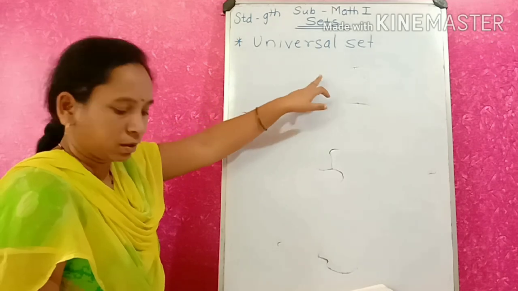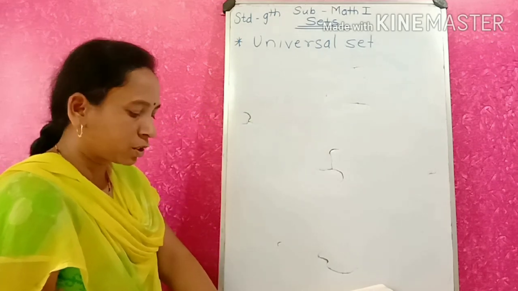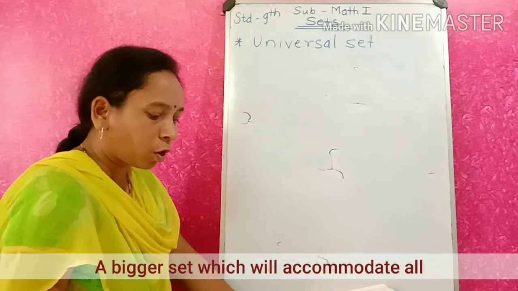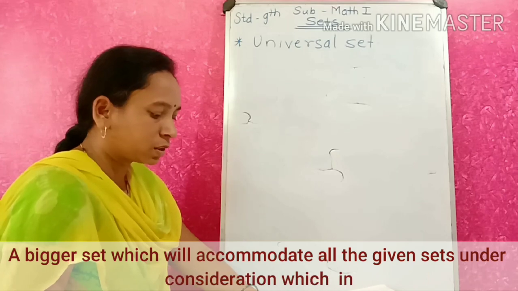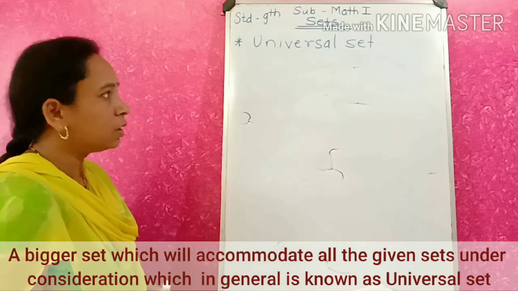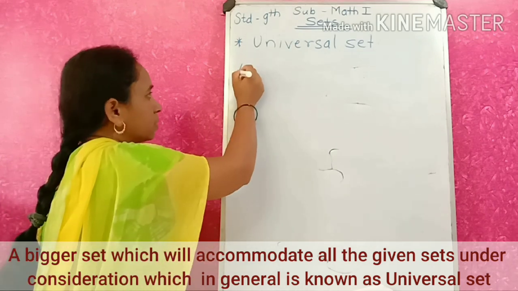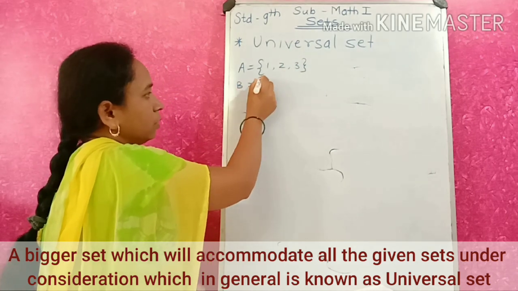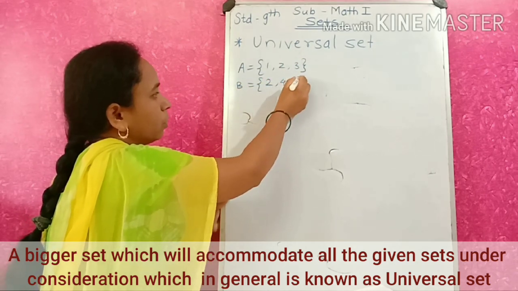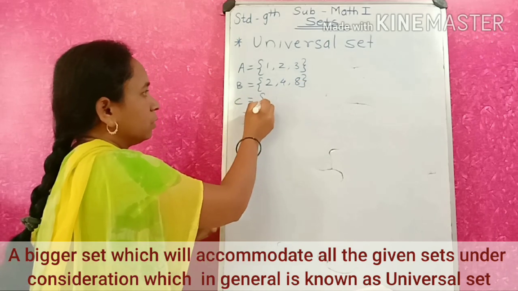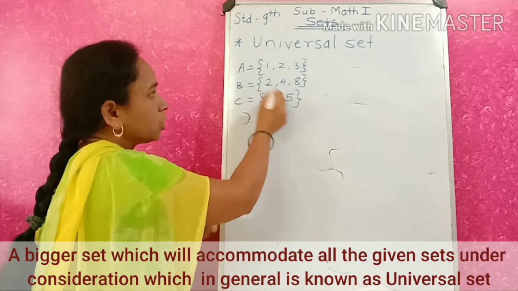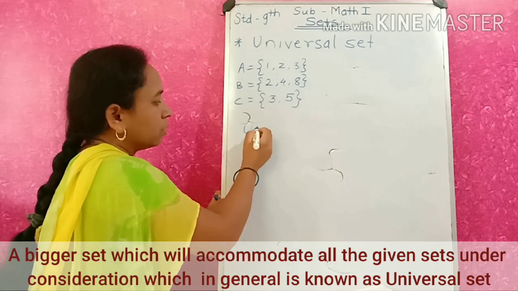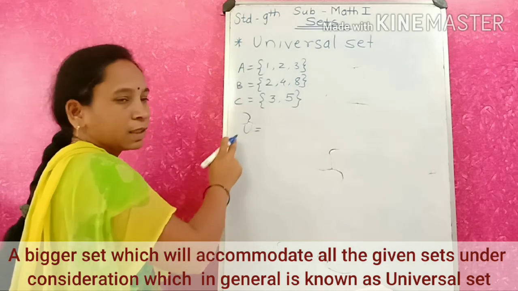Next, universal set. You can find the definition on page number 9. So what is a universal set? A bigger set which accommodates all the given sets under consideration is in general known as a universal set. For example, I'll take the small sets: A is 1, 2, 3. B I have taken 2, 4, 8. C I took 3, 5. These all are small sets, and if I take one universal set U, the universal set is denoted by U.